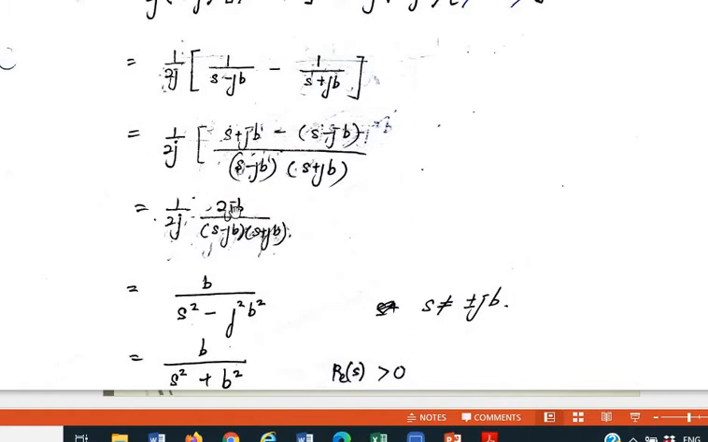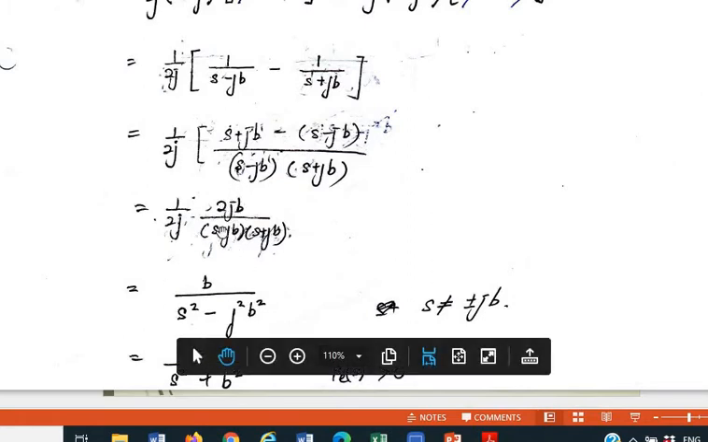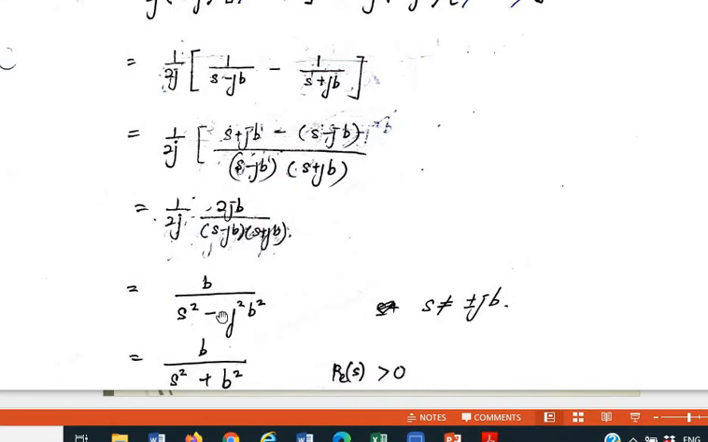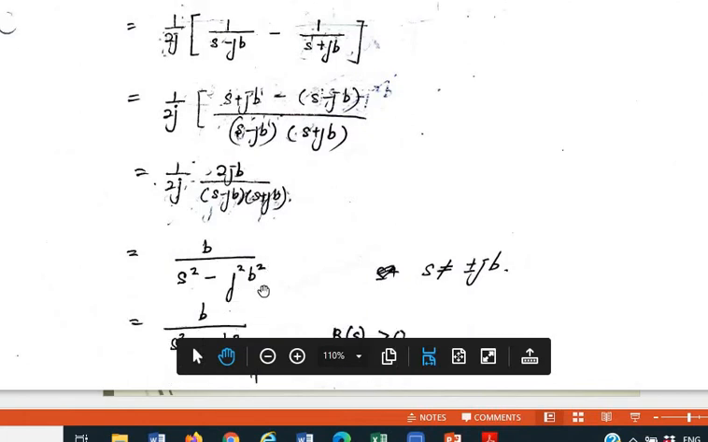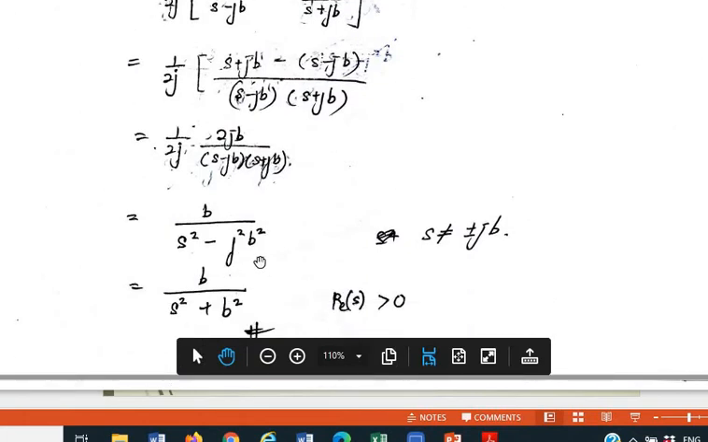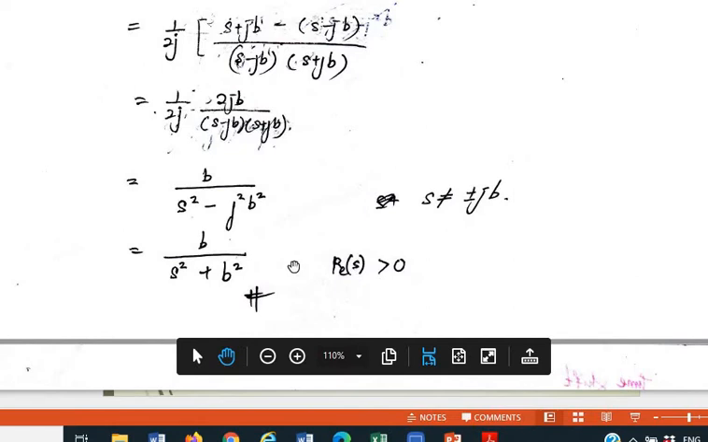So the J you can cancel out, just left the B here. 2J you can cancel, just left the B at the numerator. And then for the denominator, you multiply in. S minus JB, S plus JB, you multiply, you get S square minus J square B square. So J square is equivalent to -1. So -1 multiply with the minus, you get positive. So that's why you get B over S square plus B square when the real part of S is more than 0.